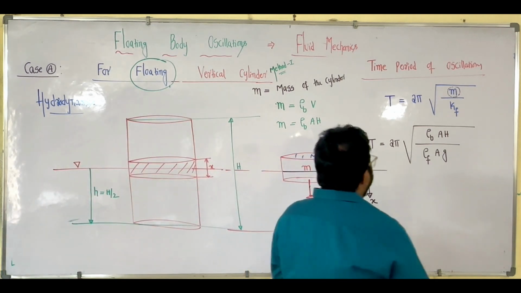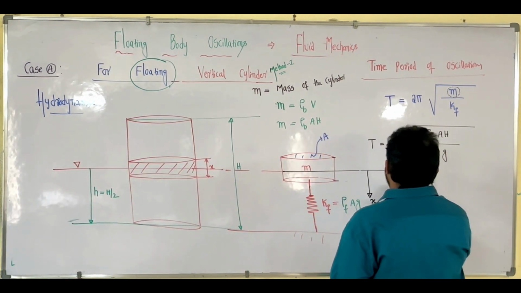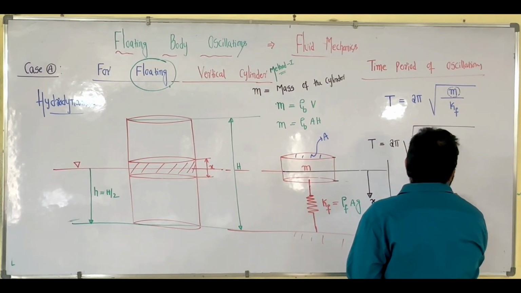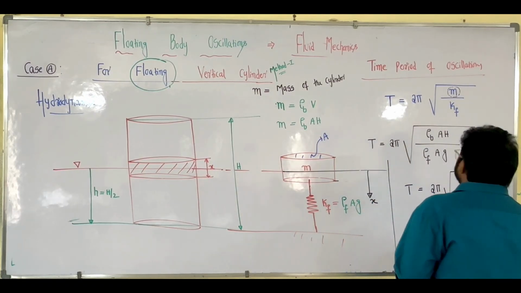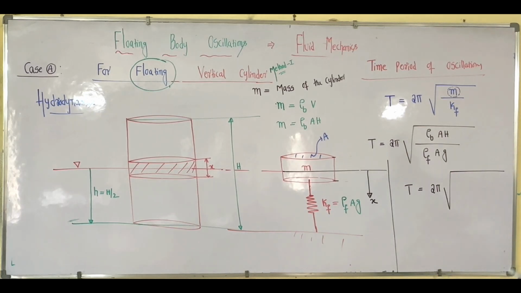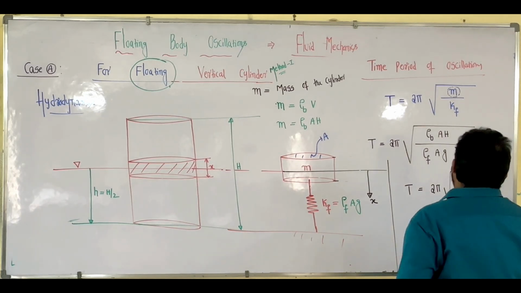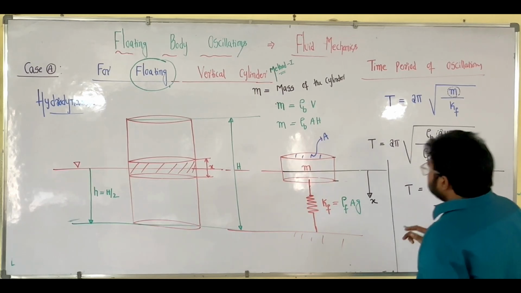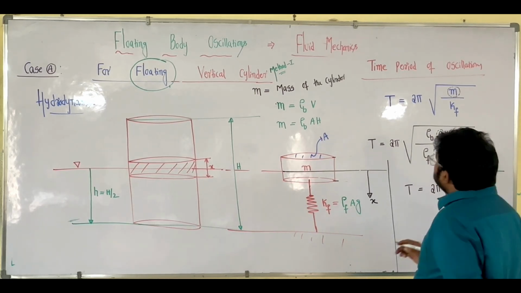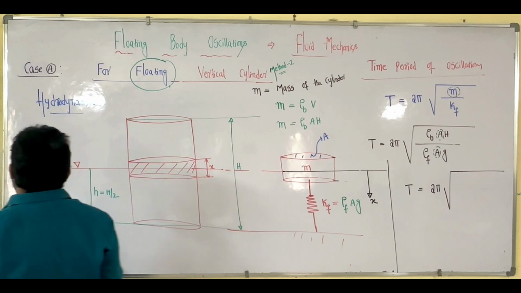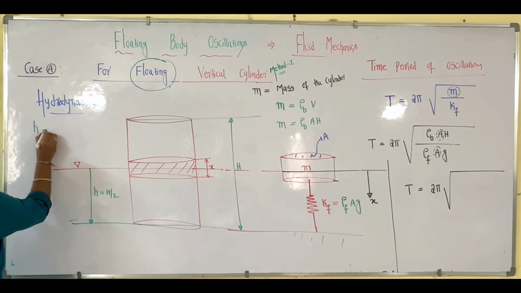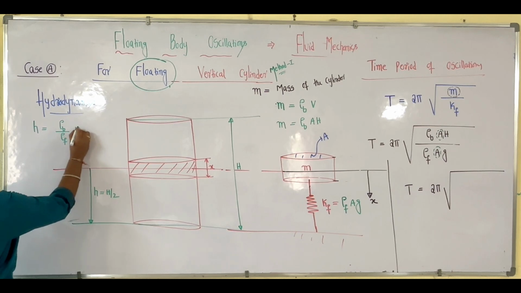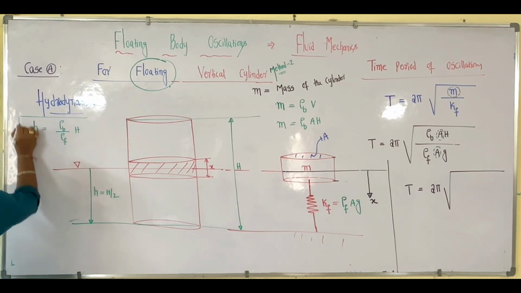Now tell me, A gets cancelled out. Time period T equal to how much? 2 pi square root of, what are you getting? Density of the body into A, this A gets cancelled out, M by Kf. Density of the body by density of the fluid into capital H.